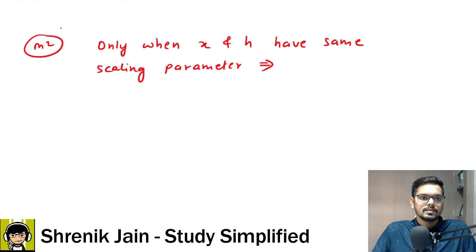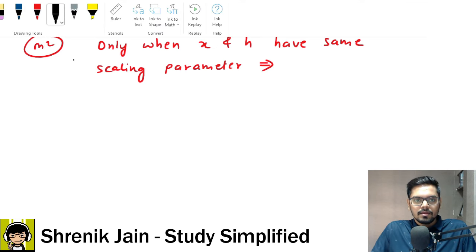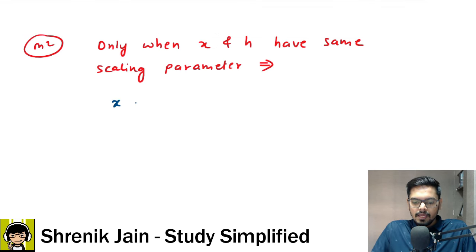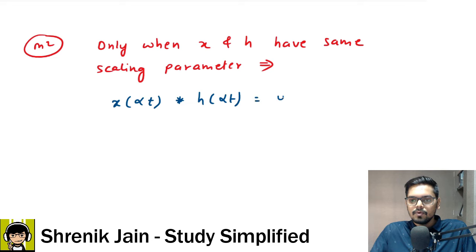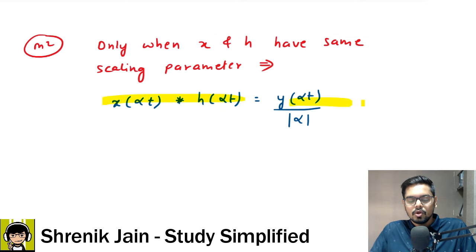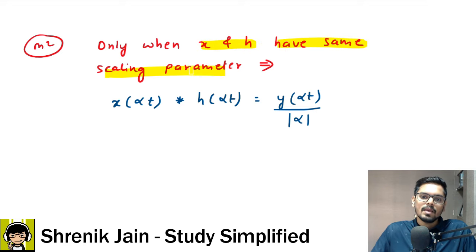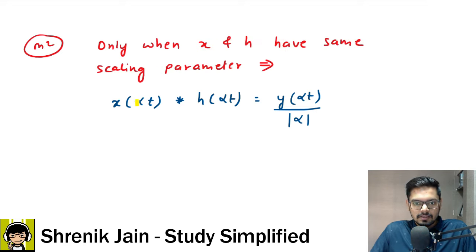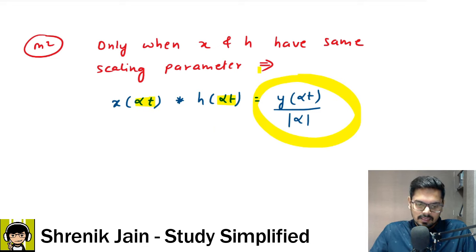The trick is, see carefully. X of alpha t convolved with H of alpha t is equal to Y of alpha t divided by mod alpha. Remember, this holds when X and H have the same scaling parameter. As you can see, the scaling parameter is alpha t, here also alpha t, therefore this is the resultant straight away.